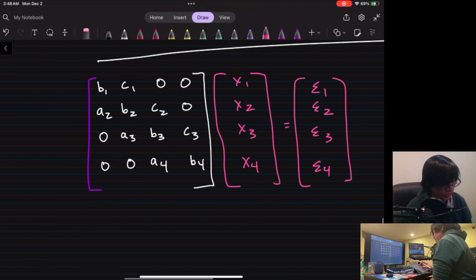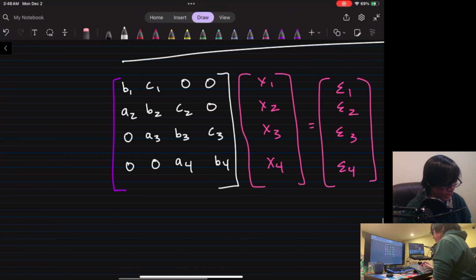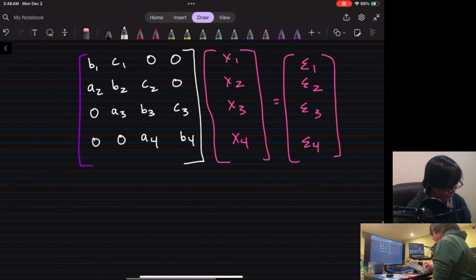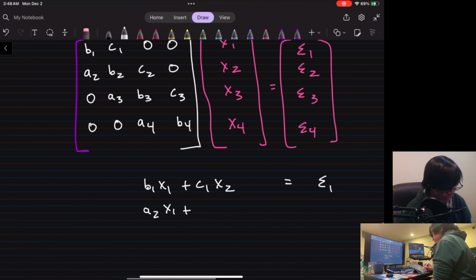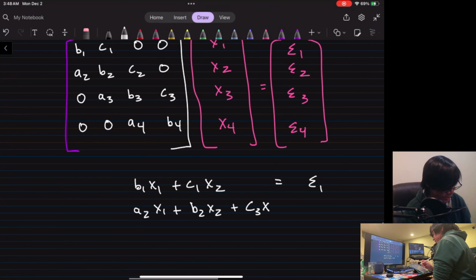Of course, the algebraic way to show this would be something like, we have B1 times x1 plus C1 times x2 is equal to epsilon 1, or equations of 1. You have A2 x1 plus B2 x2 plus, I'm sorry, C2 x3 is equal to epsilon 2.